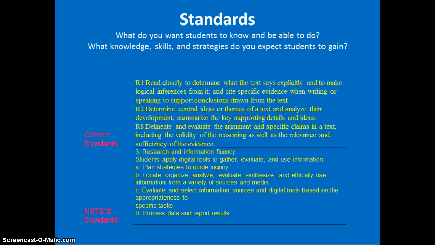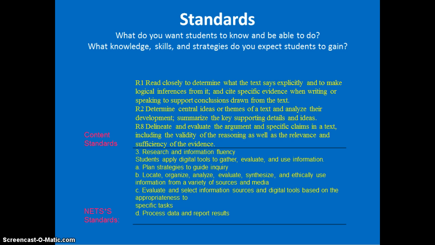The content standards came from the area of reading: students reading closely to determine what the text explicitly said, students determining central ideas or themes of a text, and also students delineating and evaluating the argument and specific claims in a text. The NETS-S standard was standard number 3, research and information fluency. With respect to technology, students apply digital tools to gather, evaluate, and use information.